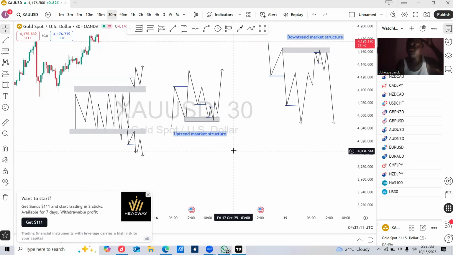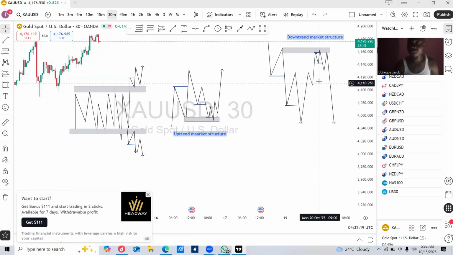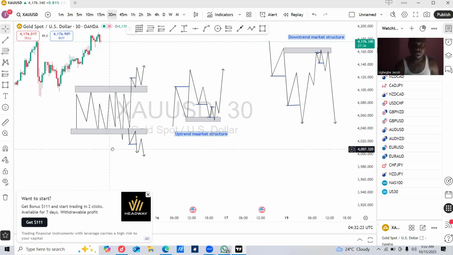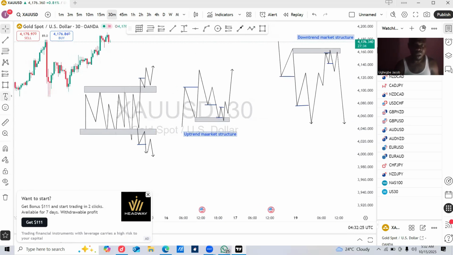So these are the three markets that we have in the forex market. First of all, we have the uptrend market here. Then we have the downtrend market. Then we have the ranging market. You can call it ranging.